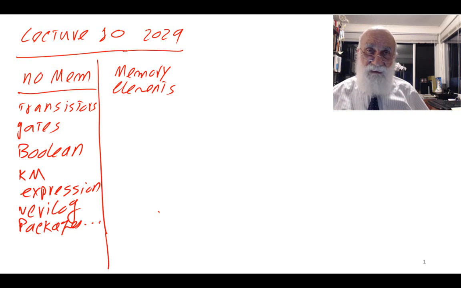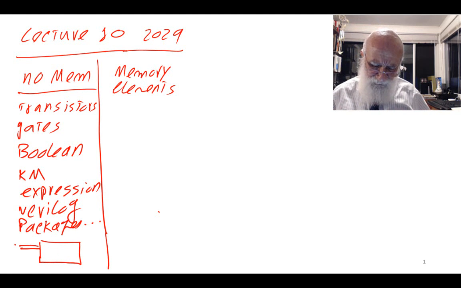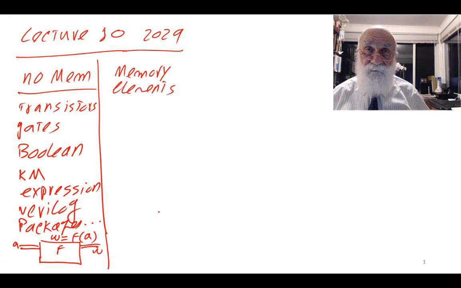And if you look at all these circuits, however they're represented, they look like a box with some inputs, let's say A, some output, let's say W, and some functionality. The output is a function of the input. And we call these circuits combinational circuits.